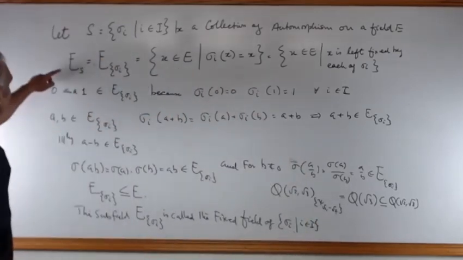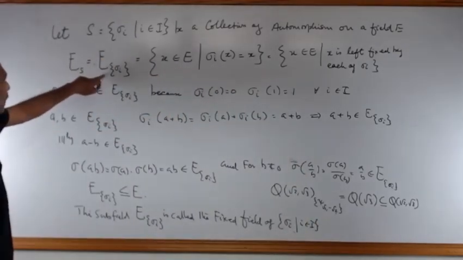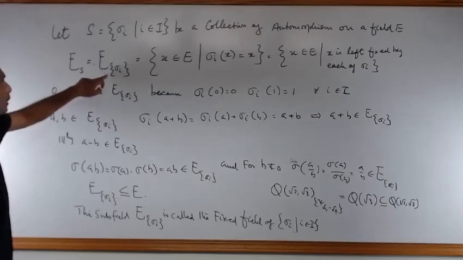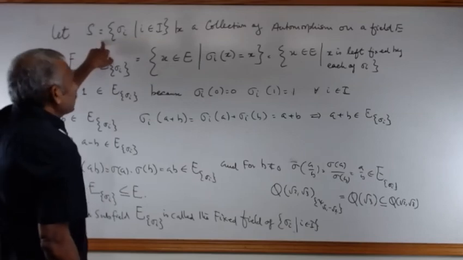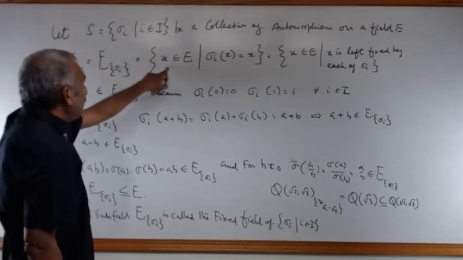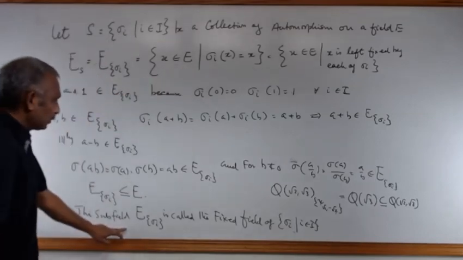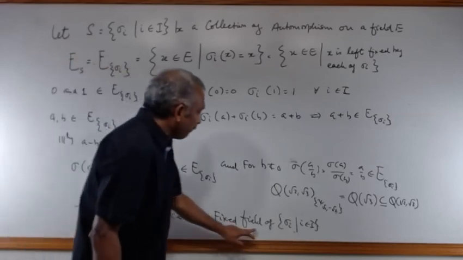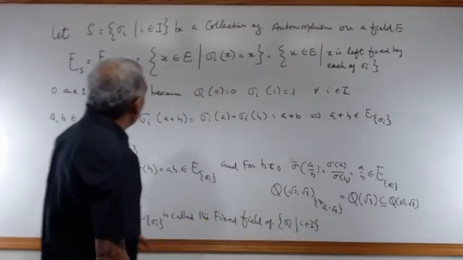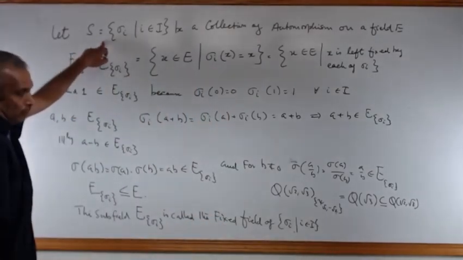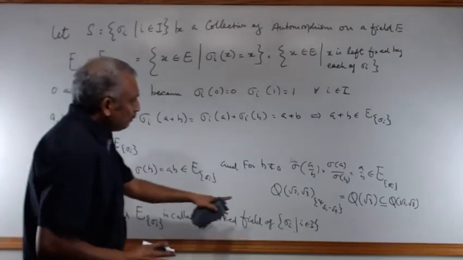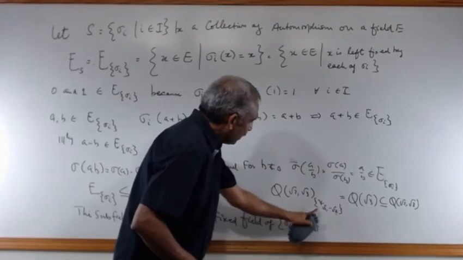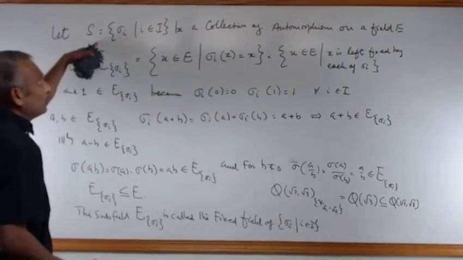What we found is, if you take the collection of the elements from E that are fixed by this collection of automorphisms, it is a subfield of E, and that subfield is called the fixed subfield of the sub-collection of automorphisms. In our previous case, we had only one element in the sub-collection of automorphisms.